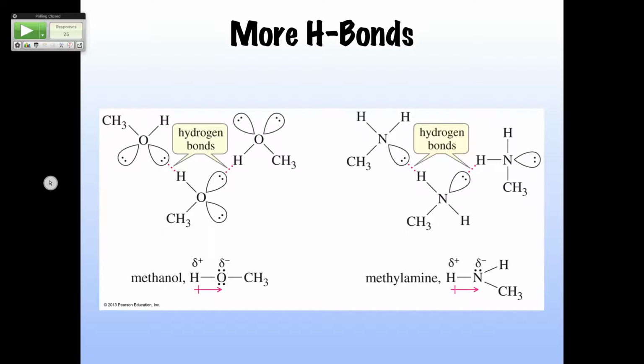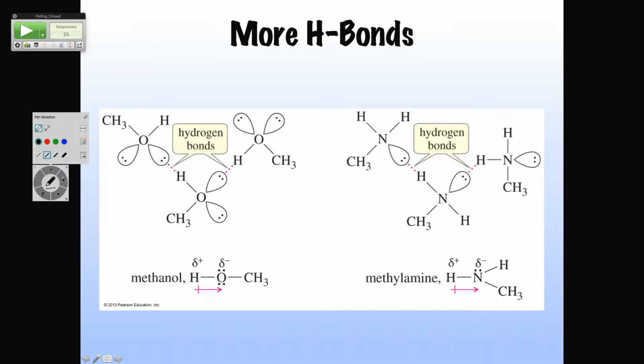Okay, NH bonds. Remember that compounds with OHs are called alcohols. We talked about that already. Compounds with NHs are called amines. A-M-I-N-E. Here's amine because it's amino world.